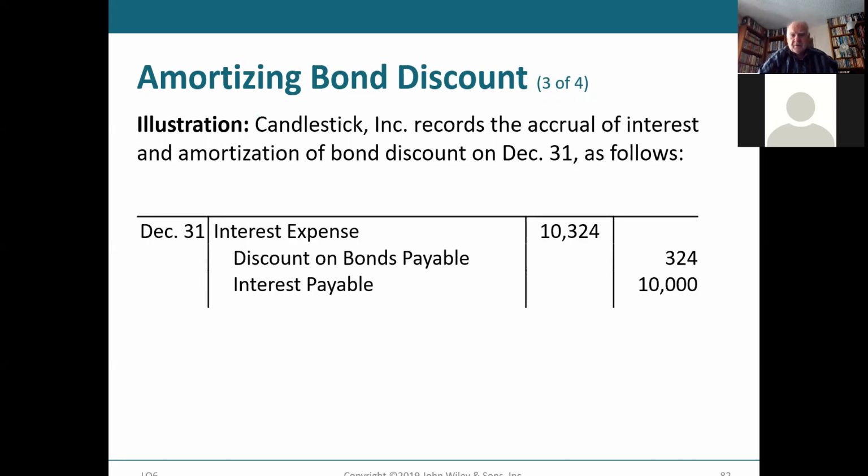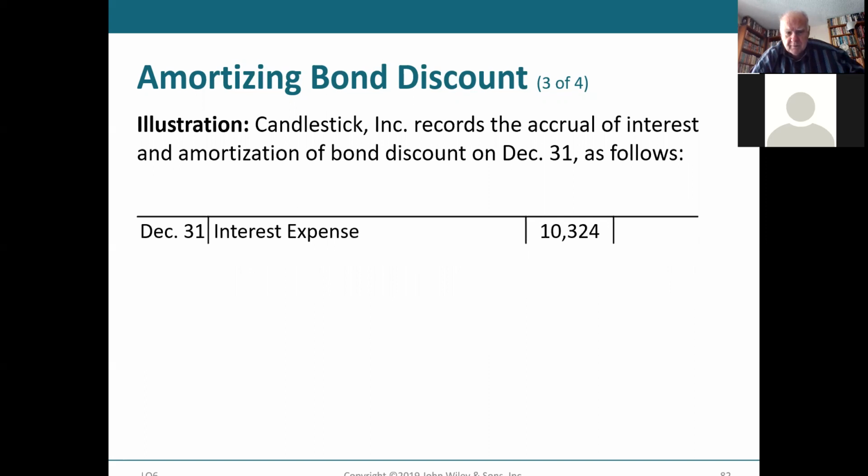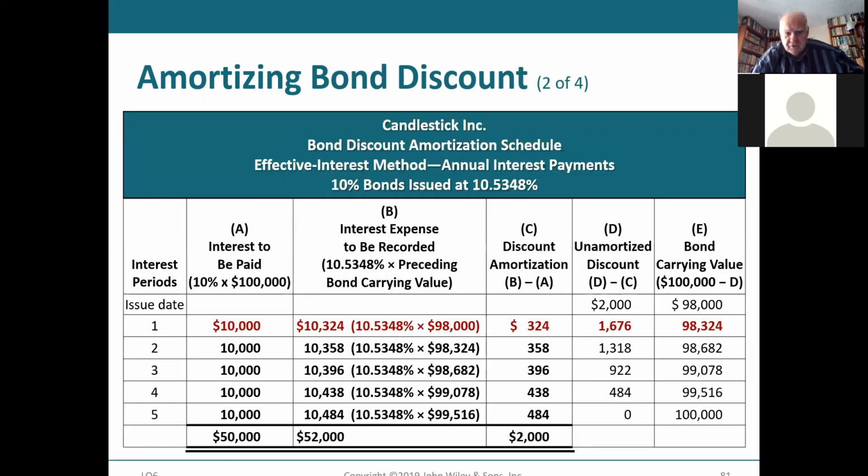Okay, they took that from the first year. You debit interest expense, credit bonds payable, credit interest payable. Where did we get that, Derek? Right from the first year. From the first year, we took 98,000 times 0.105348. That's our total interest. That's our debit to interest expense. This is our credit to cash. This is our credit to the bond discount.